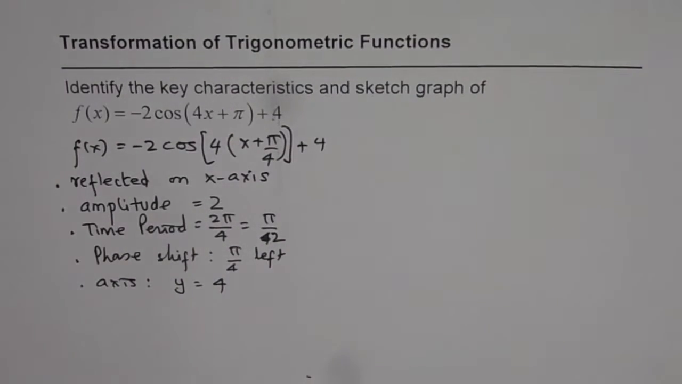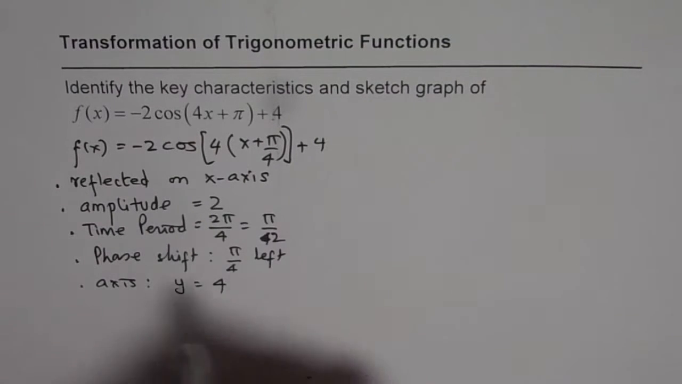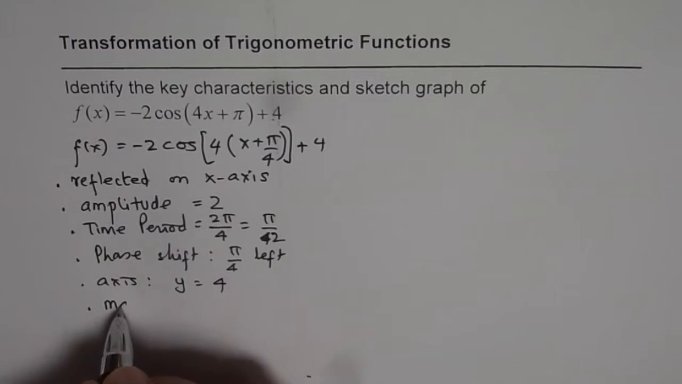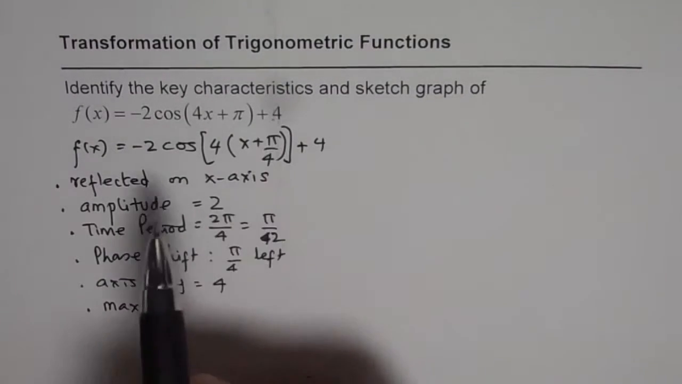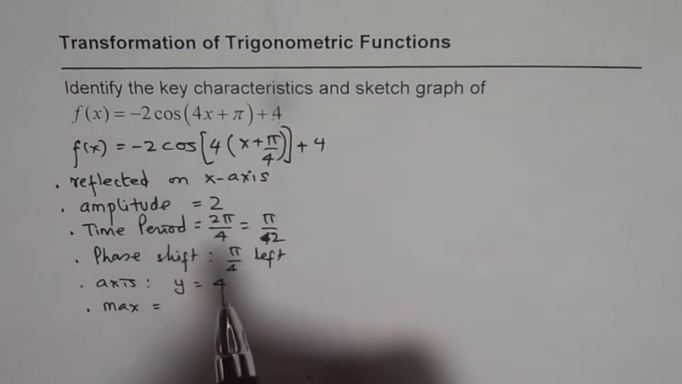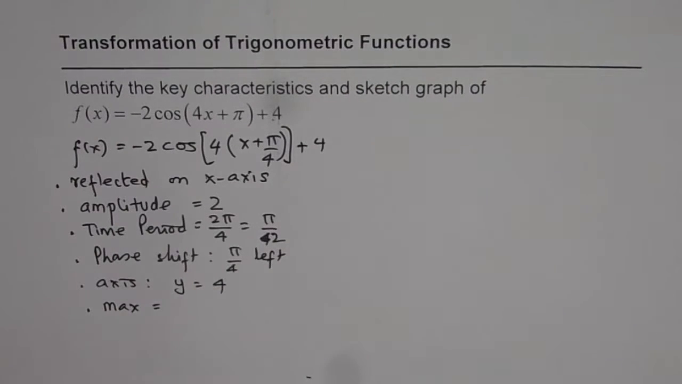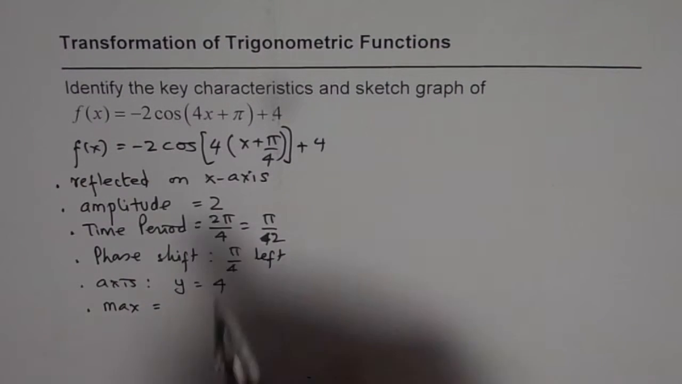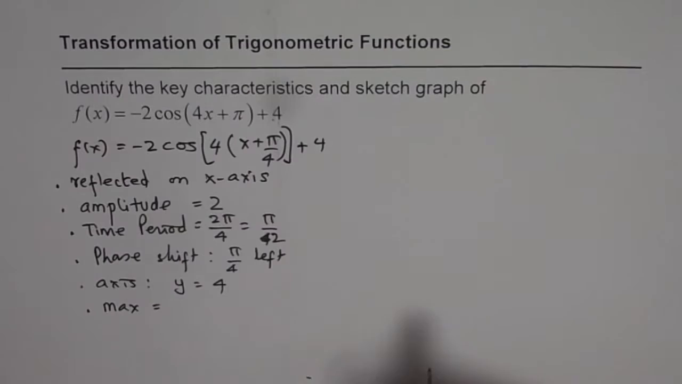So basically these are the characteristics which you can read from here, but you can also write some more here, which is maximum. Maximum is addition of these two, right? Now the amplitude is 2 more than 4. 2 more than 4 really means what? 2 more than 4 means 6, right?